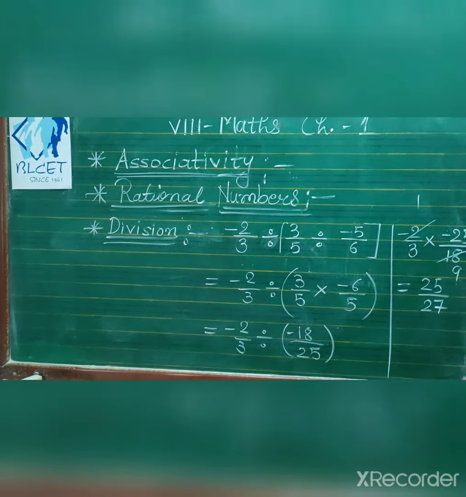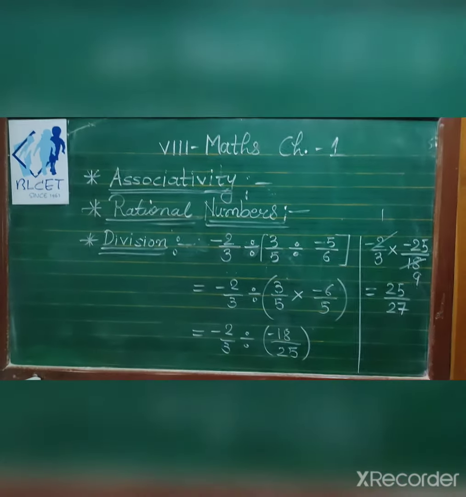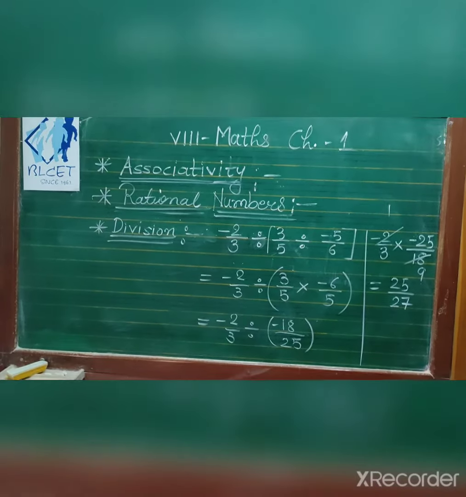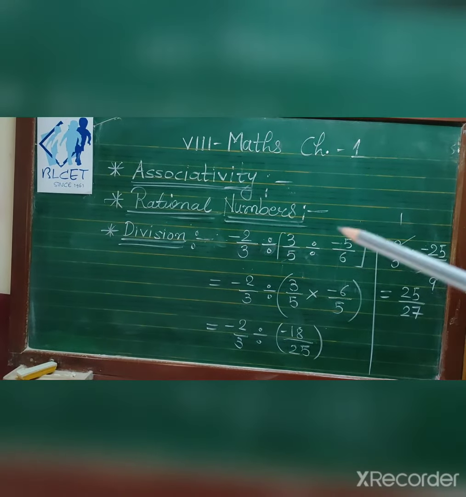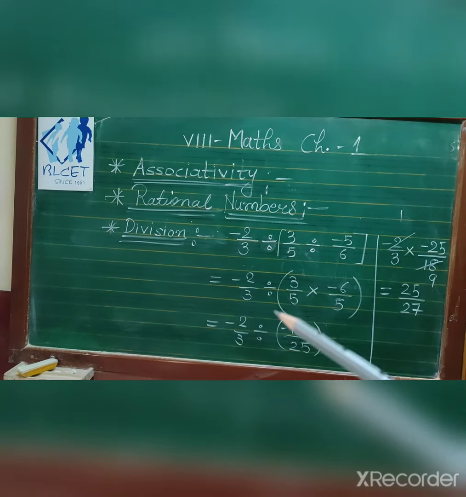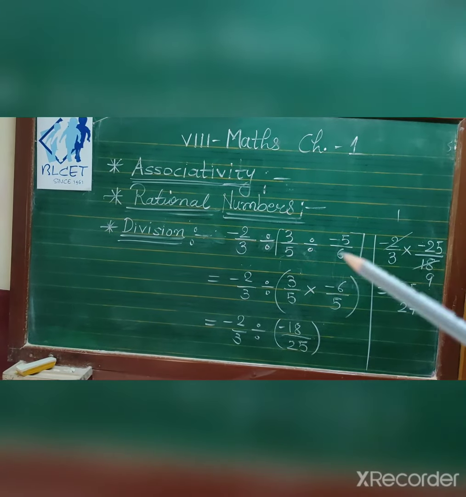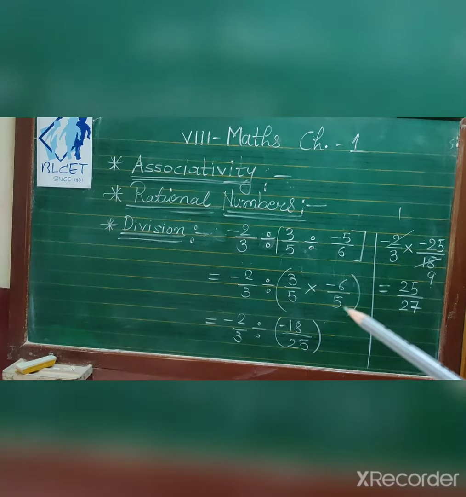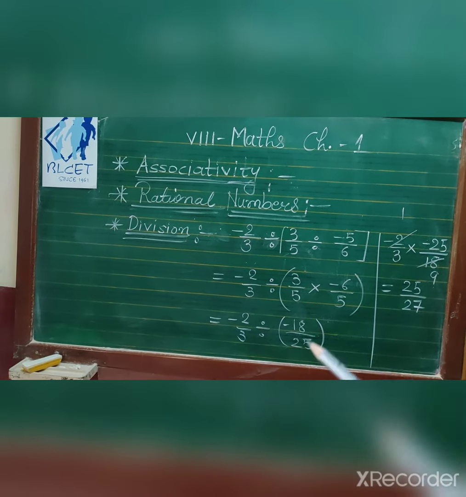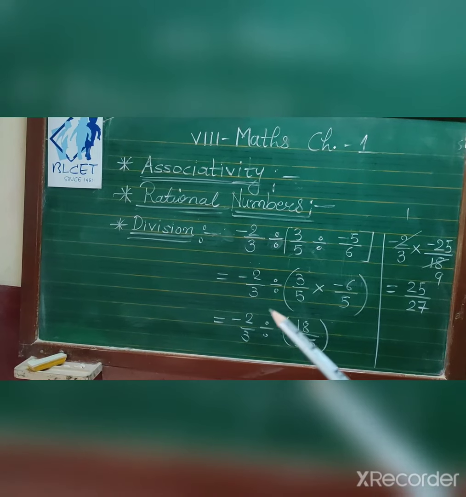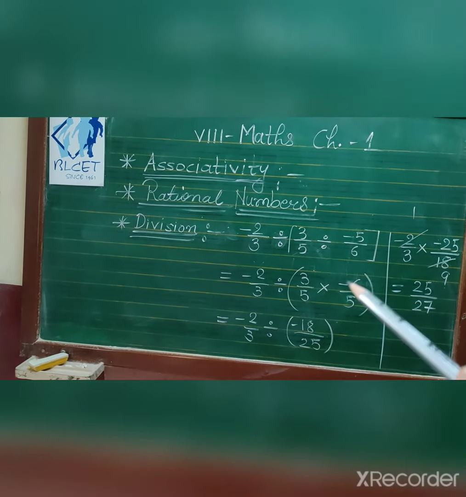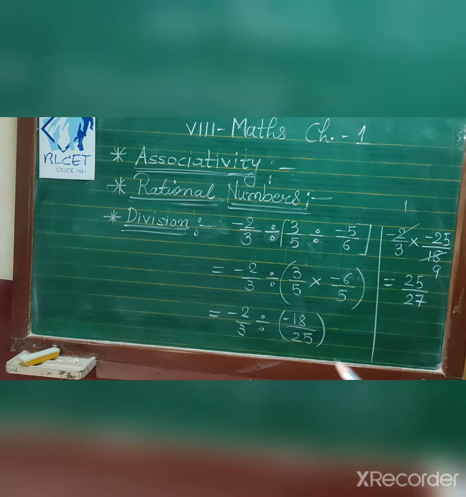Let us check for division associativity. So minus 2 upon 3, same numbers we are taking, divided by 3 upon 5 divided by minus 5 upon 6. Minus 2 upon 3 as it is, division sign as it is, 3 upon 5, reciprocal of it you will write here with multiplication sign, so minus 6 upon 5... 5 5s are 25, 3 6s are 18 with negative sign. This sign we will change into multiplication, so the reciprocal of this we will write minus 25 upon 18.